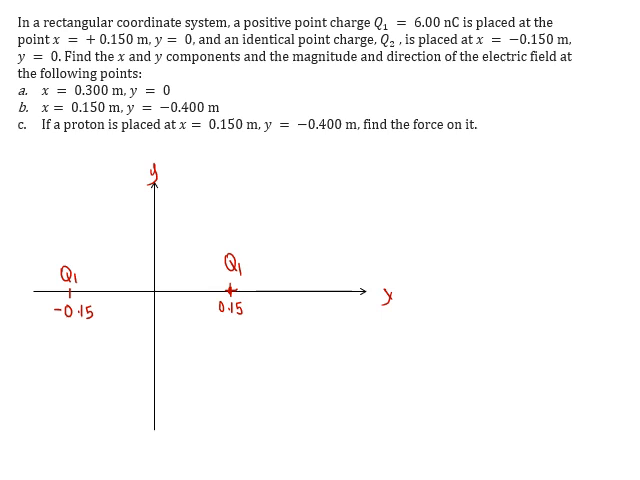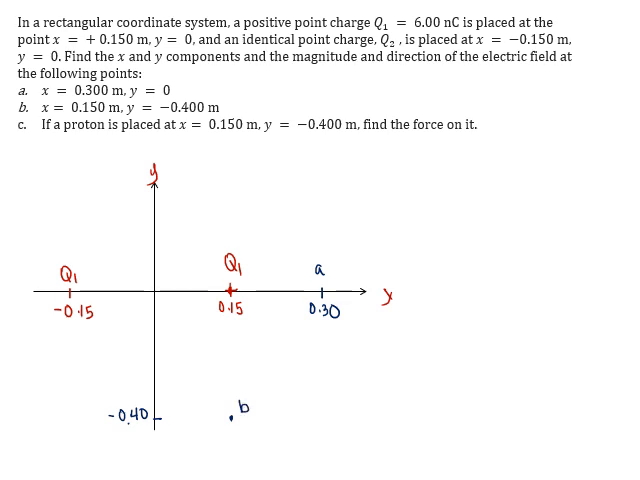So the first place we want to find the electric field is if x is equal to 0.3. So right here, there's point A. And then we also want to find the electric field if x is equal to 0.15 and y is equal to -0.40. So down here somewhere, minus 0.40, point B.